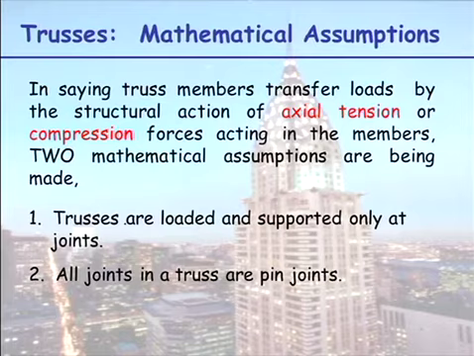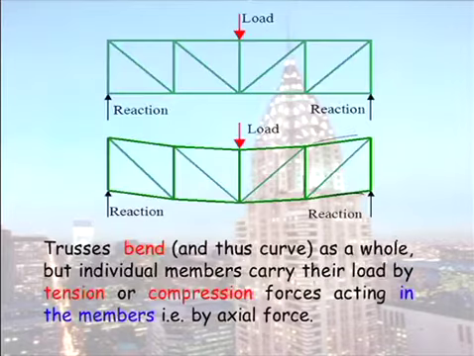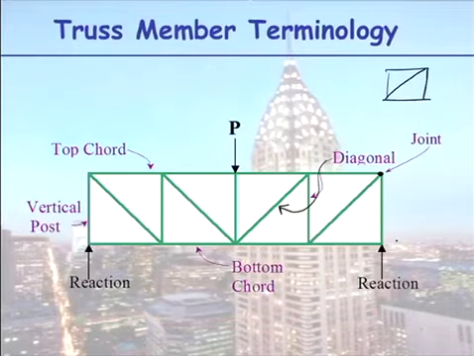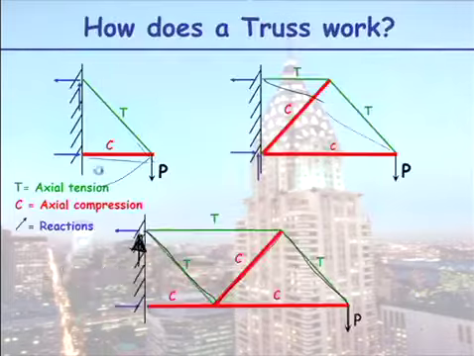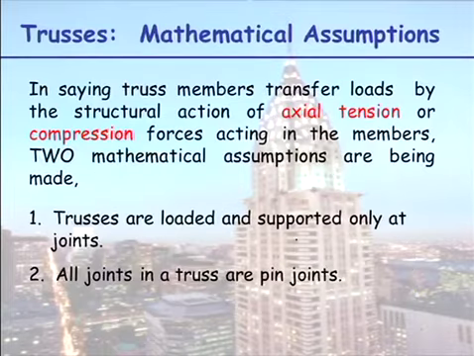Now in saying truss members transfer loads by either being in tension or compression, we're actually making 2 mathematical assumptions. We are assuming the trusses are loaded and supported only at the joints, and I forgot to point out what a joint was, but I think it's fairly clear what a joint is. Where all these members are connected together, we refer to these as joints. So the first assumption, as I said, was we're assuming the trusses are loaded and supported only at joints, and our second assumption is all joints in a truss are pin joints.